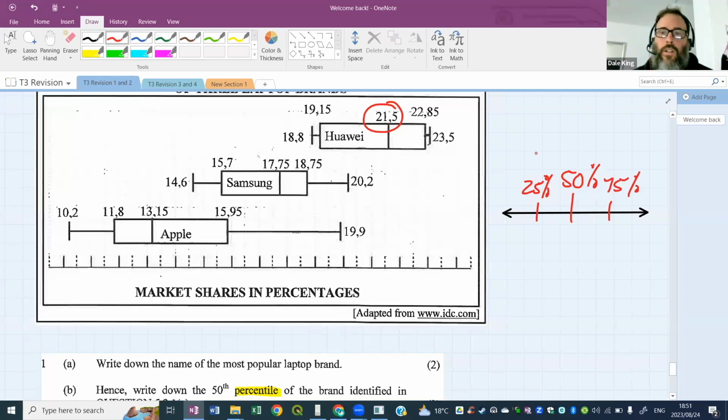All right. So there is a line I've drawn. A quarter of the data sits at Q1. 50% or half of the data sits at Q2, which is the median, and 3/4 of the data sits at Q3, which is the upper quartile. So they ask, what is the 50th percentile, where's halfway for the most popular brand, which is Huawei? It's 21,5. That's the 50th percentile. Half of the data will lie below that, and the other half will lie above that. Very good, Bianca.